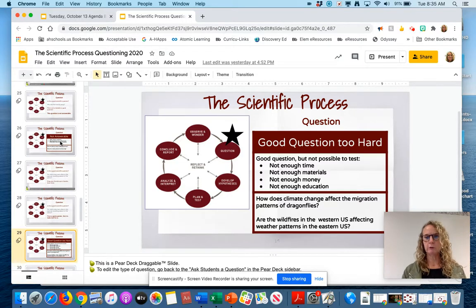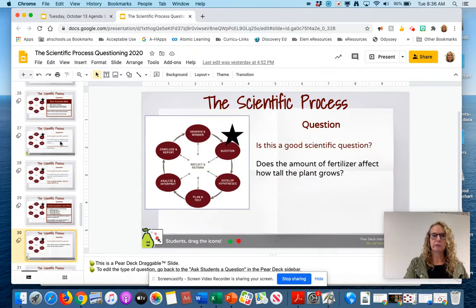We don't have enough time. We don't have enough materials. We don't have enough money. We may not have enough education. Other questions like that might be, how does climate change affect the migration patterns of dragonflies? Well, that would be really interesting to know, but we don't have the resources to do that. Are the wildfires in the western United States affecting weather patterns in the eastern United States? Well, we can't test that either, but it's a really good question.